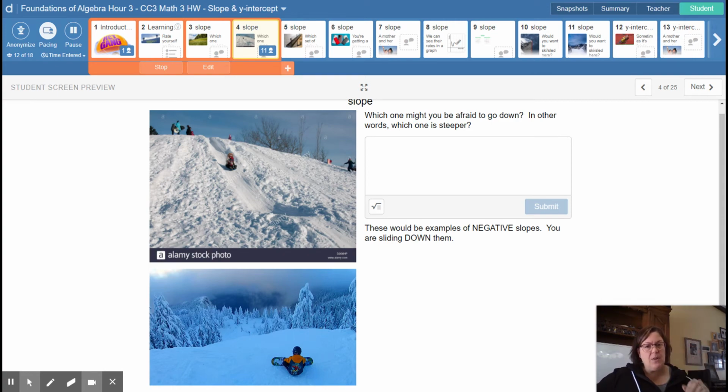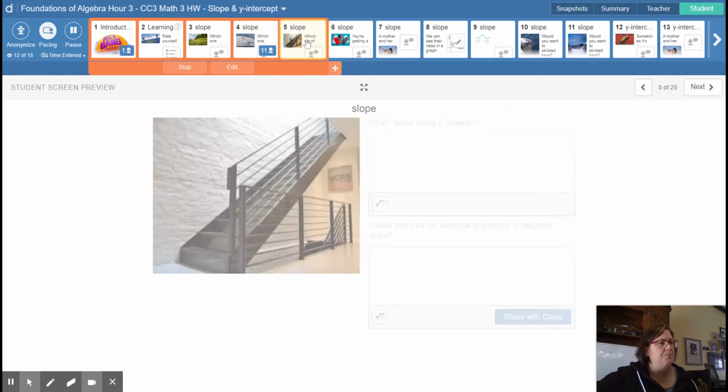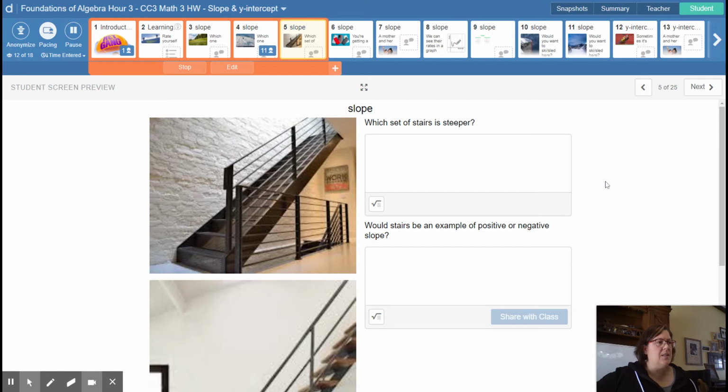Anyway, you come down hills, it's that same idea. So those are negative slopes. All right, let's look at slide 5.